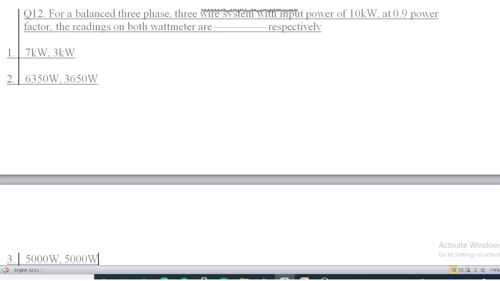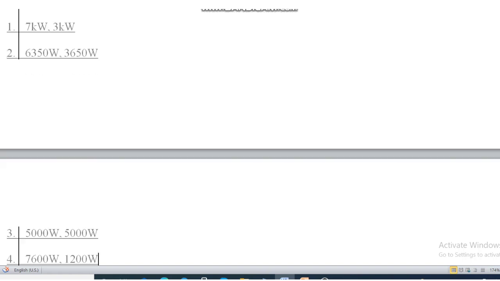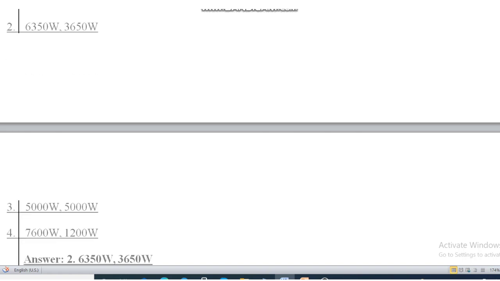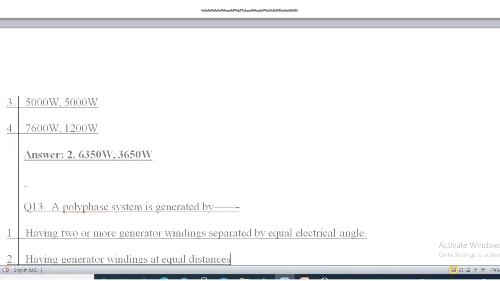Question number 12: For a balanced three-phase, three-wire system with input power of 10 kW at 0.9 power factor, the readings on both wattmeters are what? These are 6350 watt and 3650 watt.